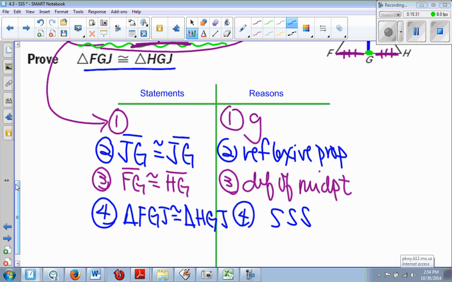I proved all 3 sides were congruent. They gave me 1 in the given. I was able to prove 1 because it was a shared side using the reflexive property, and the third side because I had the definition of a midpoint. G was the midpoint of FH. So I got all 3 pairs of sides congruent, and therefore the triangles are congruent using SSS.